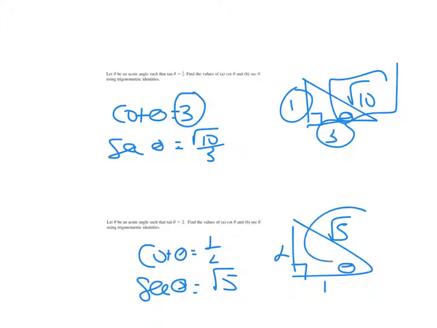Same thing with this one below. Think about the tangent of theta as equaling 2. That 2 is really 2 over 1, so that's how I knew that that was a 1.